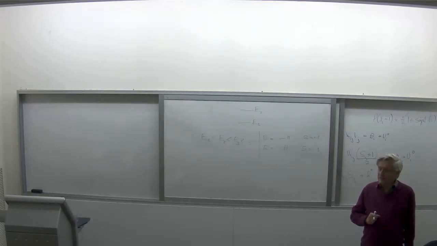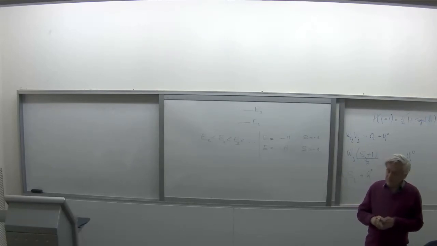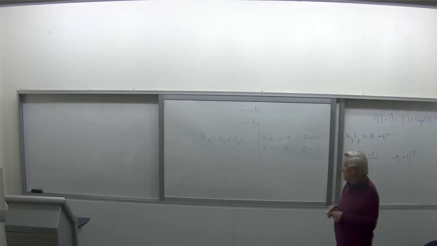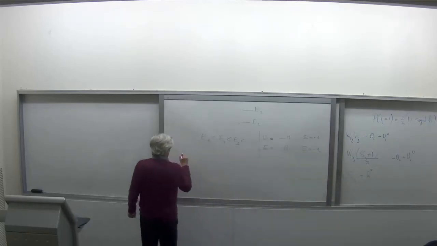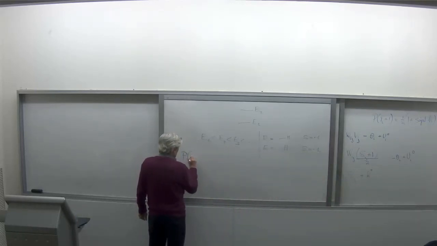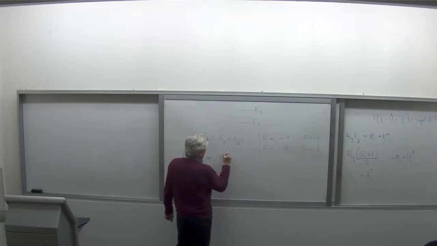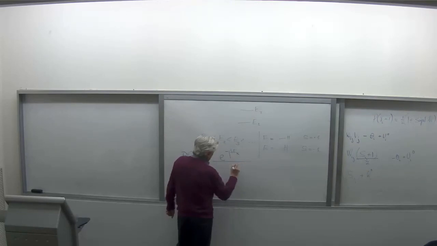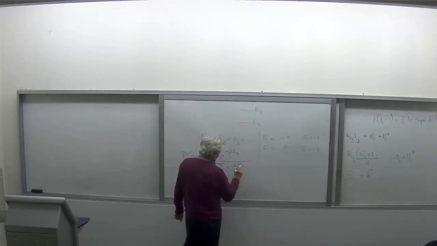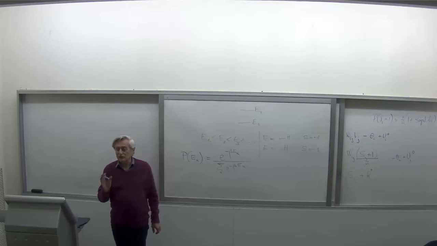Then there is a certain probability to find our system at a given energy. The probability to find our system in a state of energy Ek is given by e to the minus beta Ek divided by the sum over k of e to the minus beta Ek. Now, first of all, what is the meaning of this?